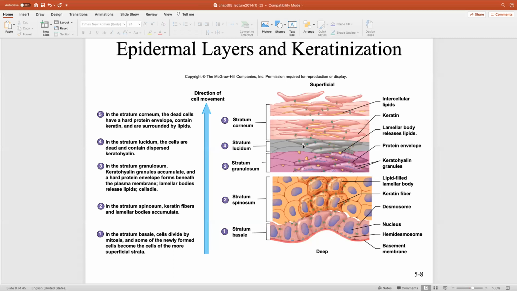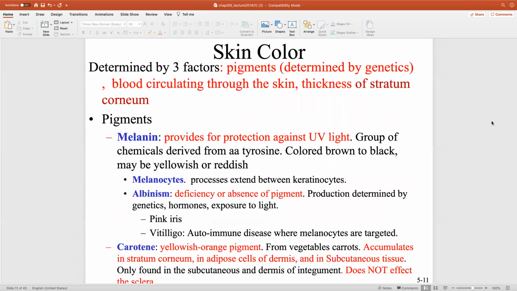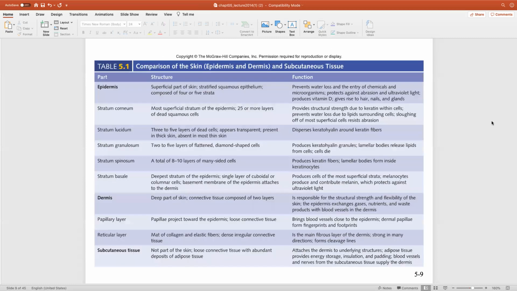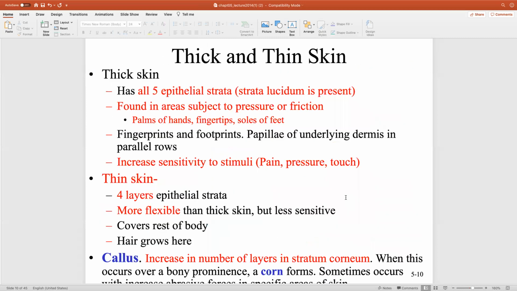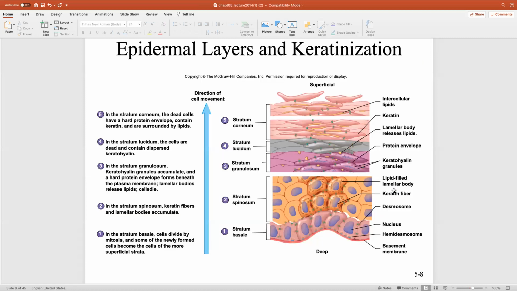What else are we going to see? In a couple minutes, I'm going to talk about thick and thin skin, so go back to it. Again, I'm going to look at it in terms of visualizing it on a picture. But what I'm going to talk about next is actually found about 2 slides away: what is the difference between thick and thin skin? Thick skin contains this stratum lucidum, thin skin doesn't.